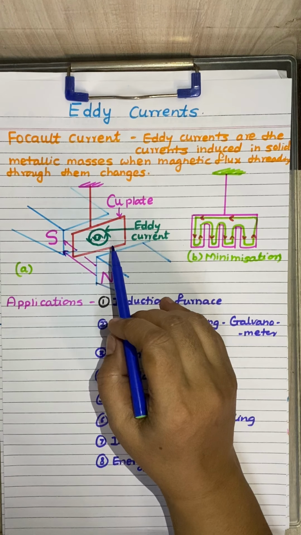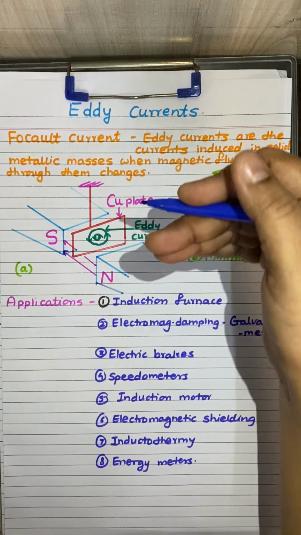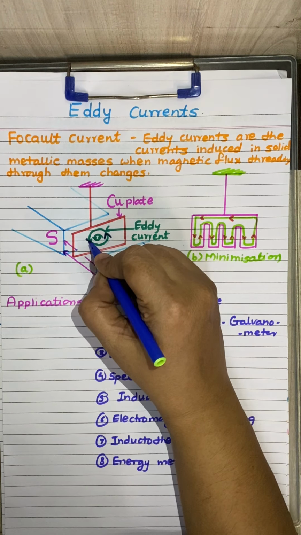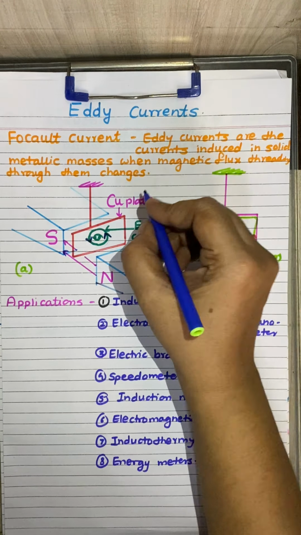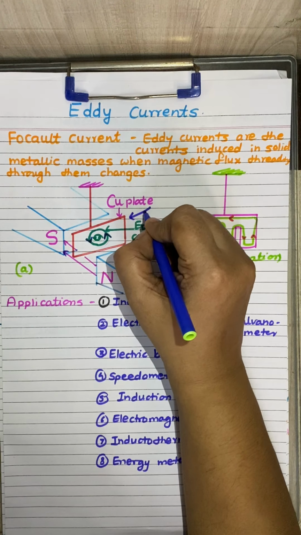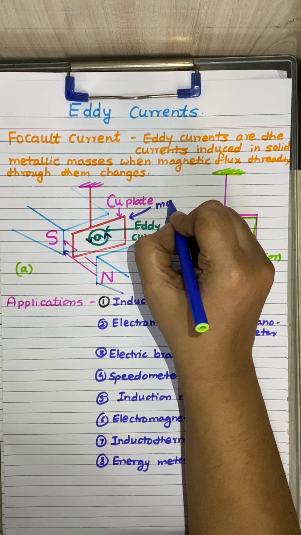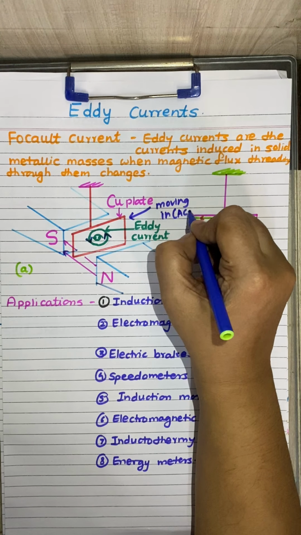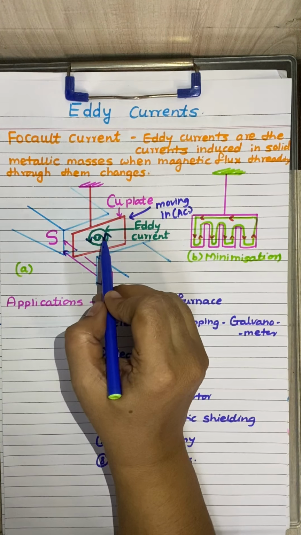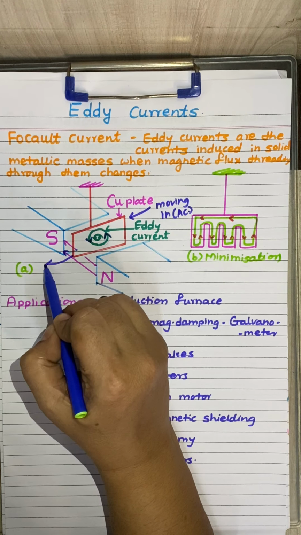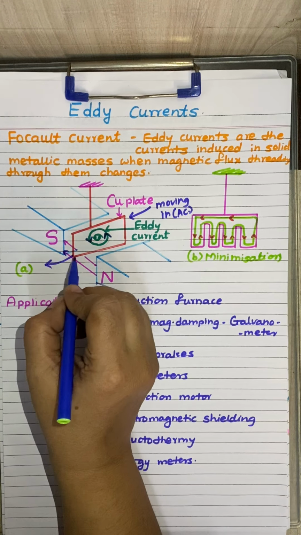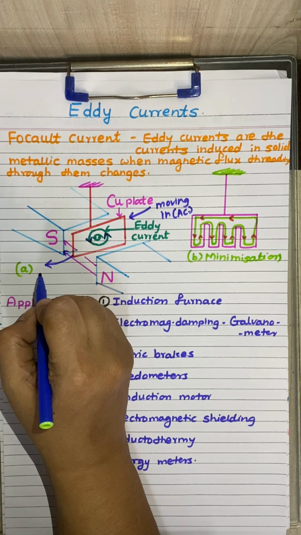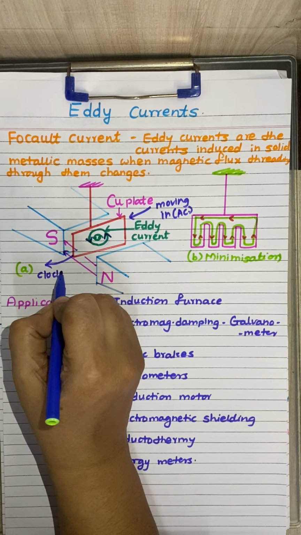Eddy currents flow anti-clockwise as the plate swings into the field. So this is the anti-clockwise current. We can see here, this is the anti-clockwise current, isn't it? Now when the plate is moving in, the current is anti-clockwise. And when the plate moves out, the current again opposes the change in the reducing flux, and therefore it will again be a clockwise current.